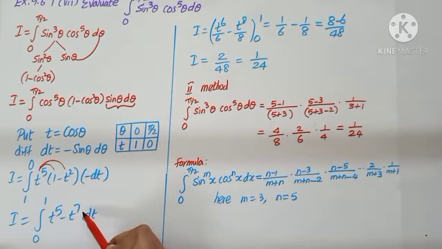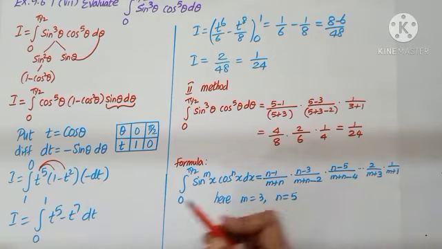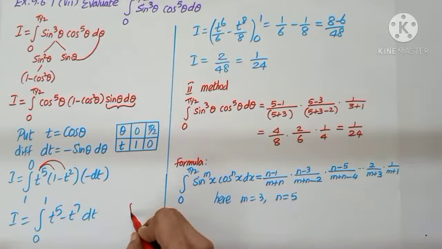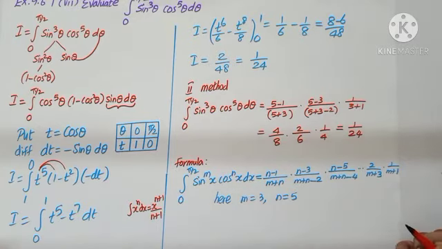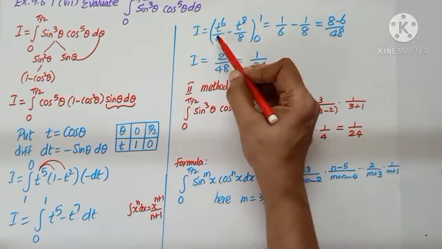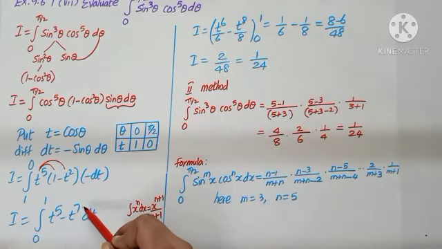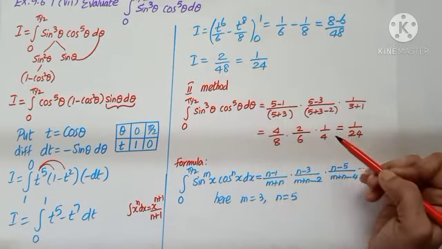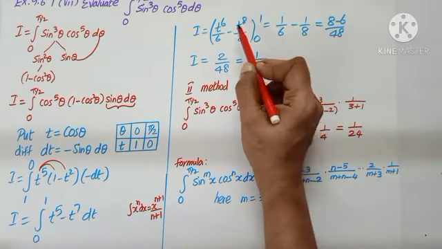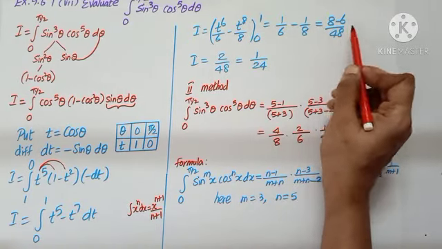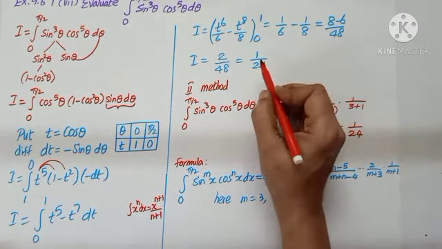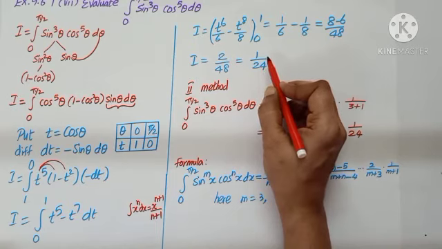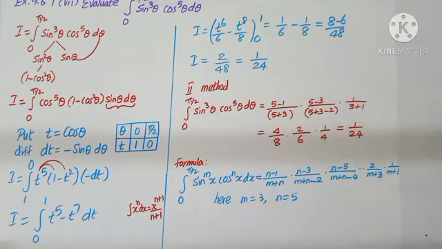is 7. Just integrate. T power 5, remember the formula, x power n dx becomes x power n plus 1 by n plus 1. So t power 5 will become t power 6 by 6, t power 7 will become t power 8 by 8. Put upper limit minus lower limit. Take LCM and simplify. We get 1 by 24. This is first method without using the reduction formula.